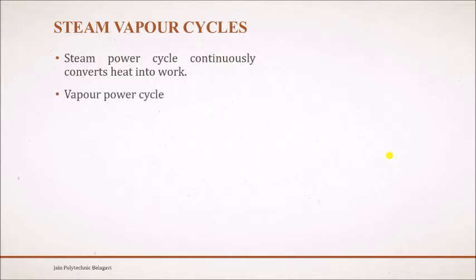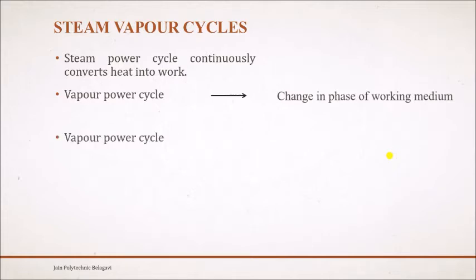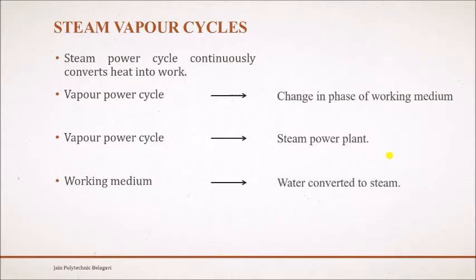These vapor power cycles are obtained when there is a change in phase of the working medium. Change in phase means the water gets converted into steam, that is, the liquid form is converted into a vapor form. These steam power cycles are used in steam power plants for producing power output. The working medium used here is superheated steam, so water gets converted into superheated steam.